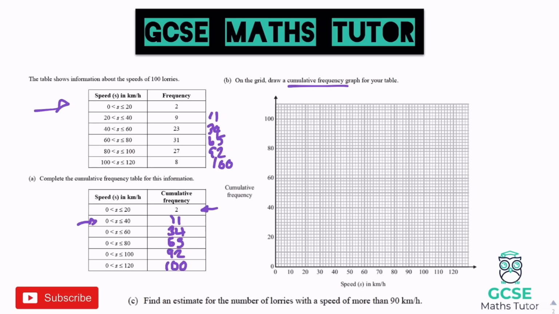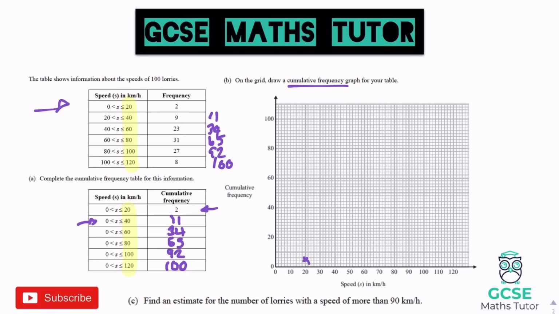Now, when we draw a cumulative frequency graph, we plot these cumulative frequency numbers against these values here, the endpoints. Depending on which table you've got, we're just going to plot it against that. So if I do this nice and as quick as I can, because it's quite small, 20 to 2 is here. Make sure it's nice and accurate. Mine's not going to be perfect.